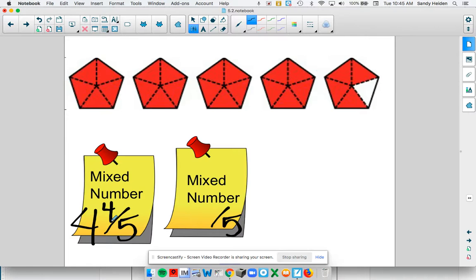Let's try figuring it out before we count them. 5 times 4 is 20, plus 4 more is 24. So this should be 24 on top. Let's count them. 5, 10, 15, 20, 21, 22, 23, 24.